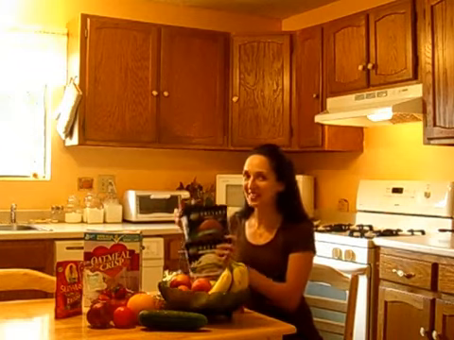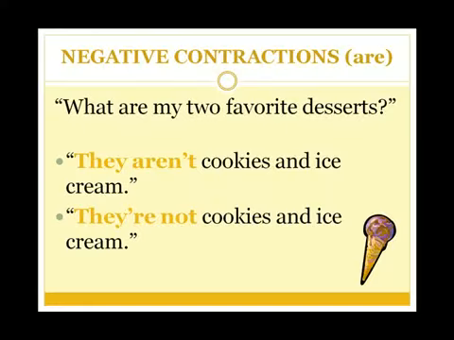What are my 2 favorite desserts? They're not cookies and ice cream. My favorite desserts are chocolate and chocolate cake. Negative contractions with are. The question was, what are my 2 favorite desserts? We can say, they aren't cookies and ice cream, or they're not cookies and ice cream.